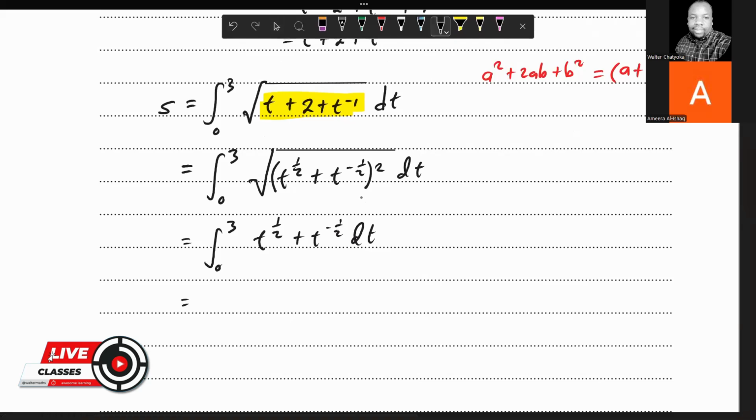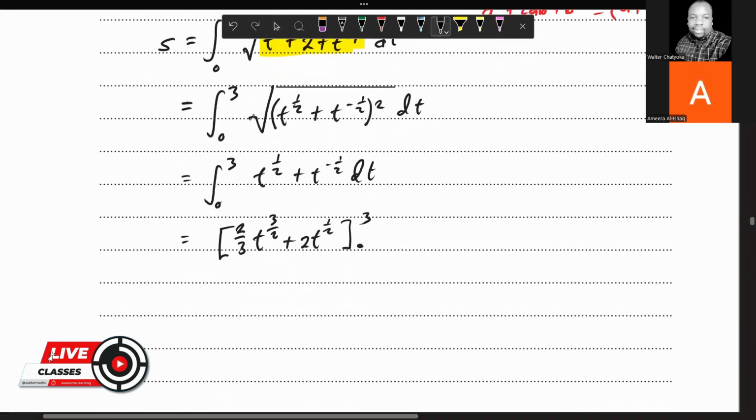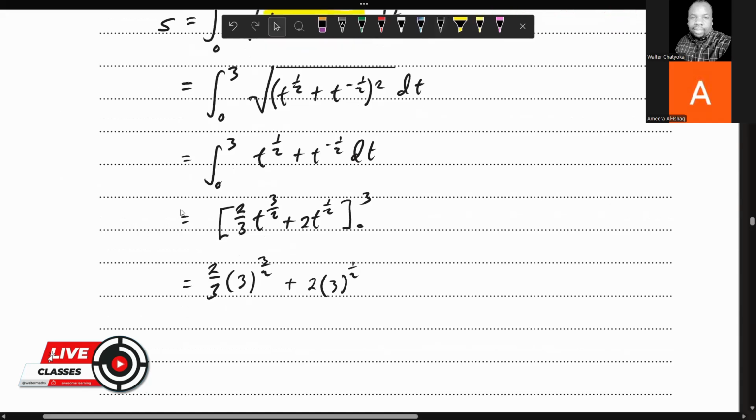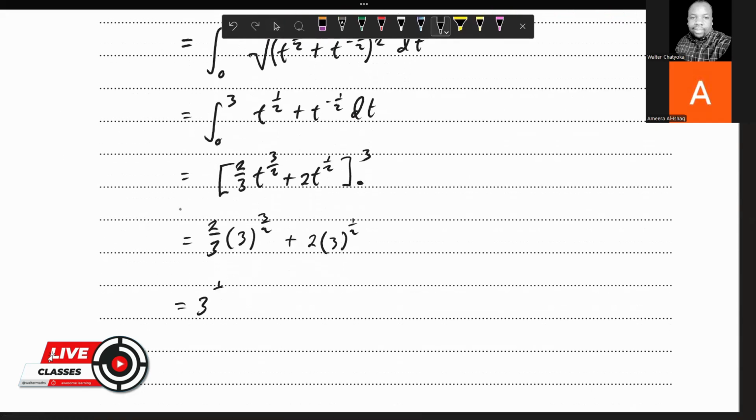So this will be t to the power of a half. If we integrate that, add 1, 3 over 2, so it's 2/3 of t to the power 3 over 2. This a half, so that's going to be 2t to the power of minus a half plus 1, that's to the power of a half, and that's from 0 to 3. Substitute 3, so it's 2/3 of 3 to the 3 over 2, plus 2 of 3 to the power of a half. Substitute 0, we just get 0. So I'm going to factor out 3 to the power of a half here.